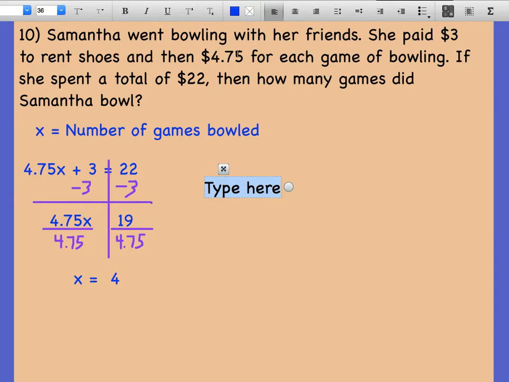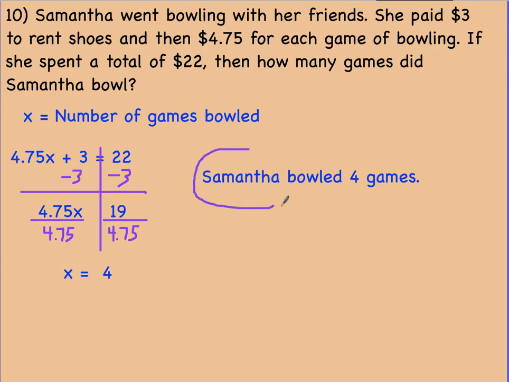And then since this is a real world situation, we want to write a sentence there. So we're going to say Samantha bowled 4 games. Or played 4 games of bowling. However you'd like to word it, just make sure that you're referring back to the situation. All right, let's check out one more together on this study guide, and hopefully we'll be good to go after that.